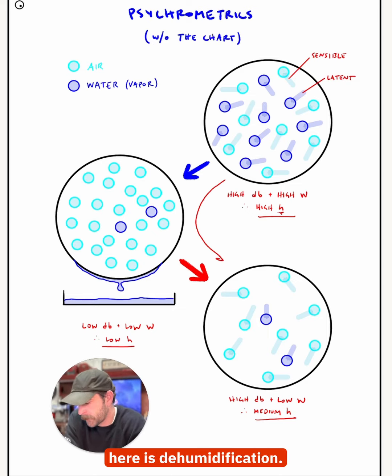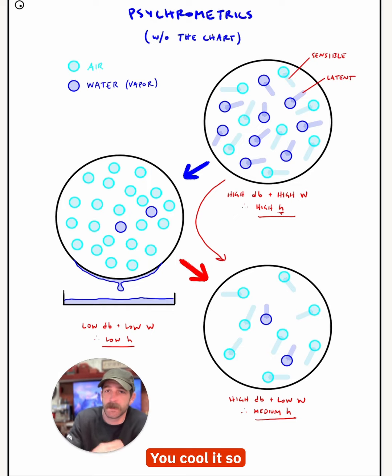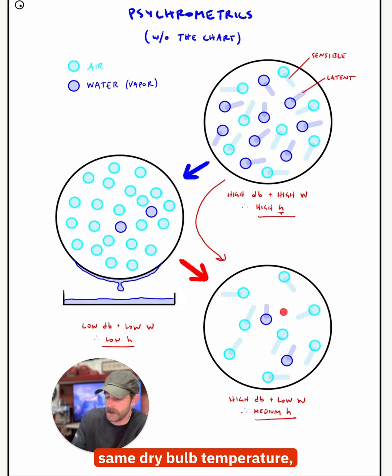And what we just walked through here is dehumidification. This is one way of dehumidifying air. You cool it so the moisture condenses out of the air, and then you heat it back up. You return to the same dry bulb temperature, but with less humidity.